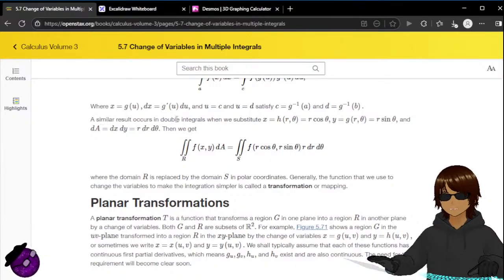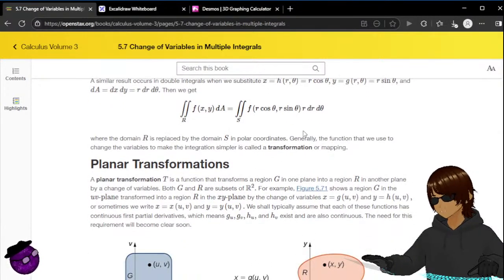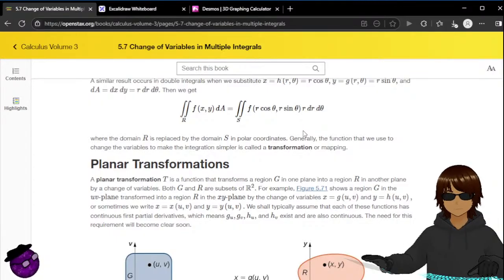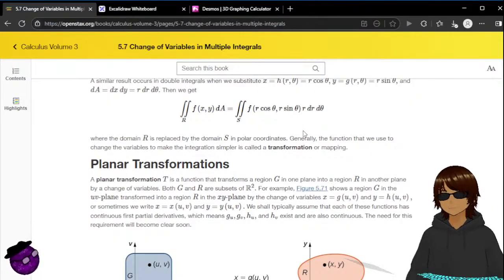A similar result occurs in double integrals when we substitute x equal to r cos theta and y equal to r sin theta, and dA equal to dx dy, which is r dr d theta, where the domain R is replaced by the domain S in polar coordinates. Generally, the function that we use to change the variable to make the integration simpler is called a transformation or mapping.